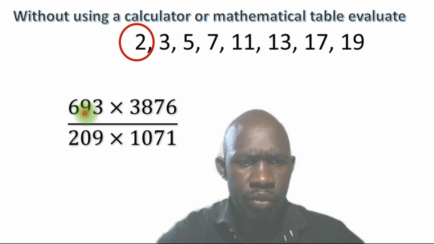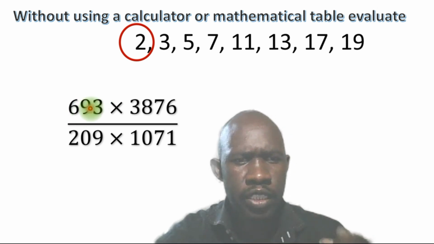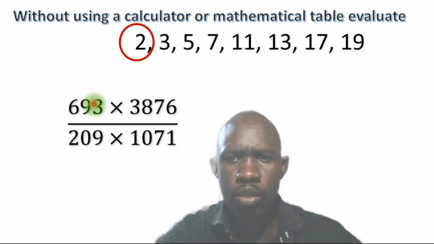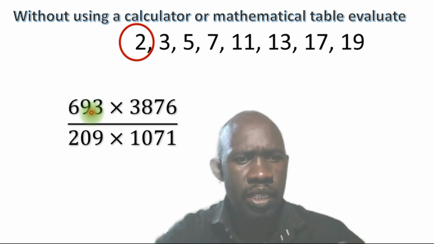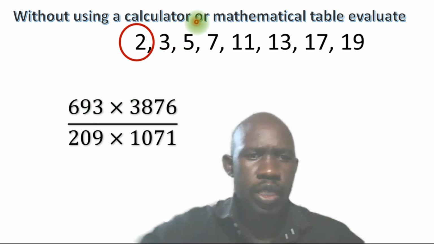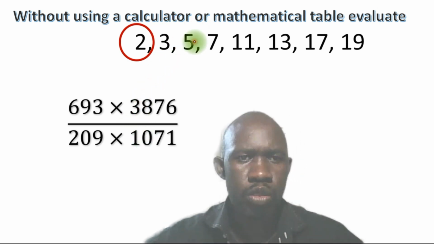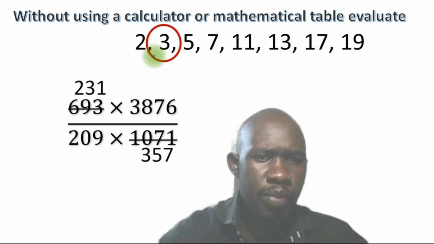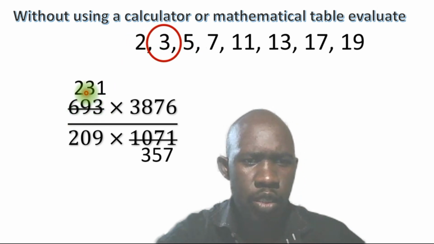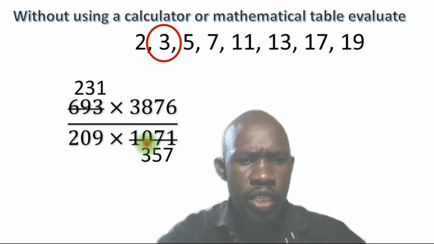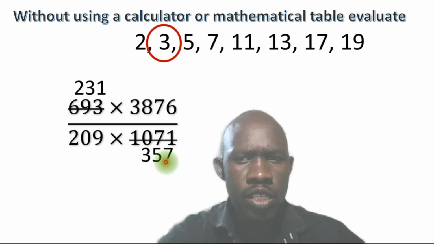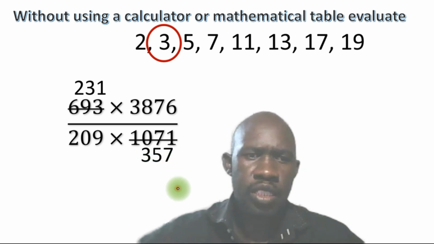Now we have 693. So that's what we are going to divide. If we divide this by 3, what are we going to get? The other one, that is the next we are going to check. If we divide 693 by 3, we get 231. Dividing 1071 by 3, we get 357.